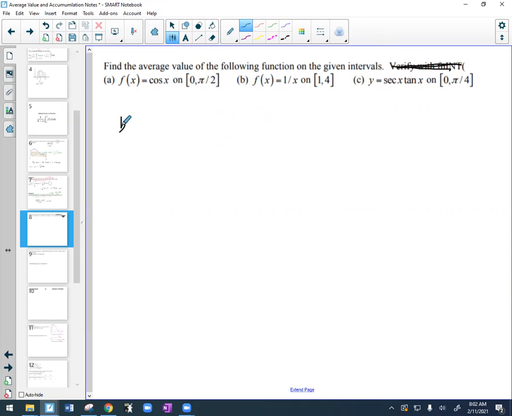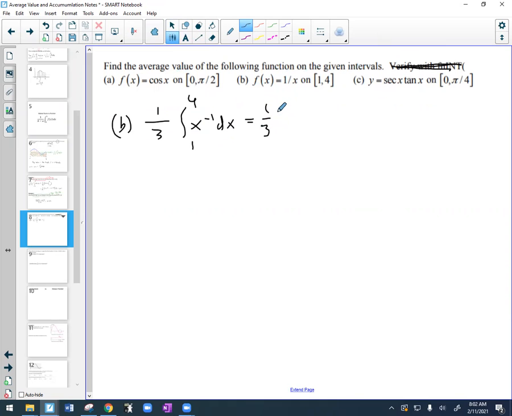So for b, the average value of this function is 1 over b minus a. So 4 minus 1 is 3. And the integral from a to b of that function, I'm going to write it as x to the minus 1, because that's what I'm going to do anyways. 1 over x to the minus 1. The antiderivative of this is the natural log of x.